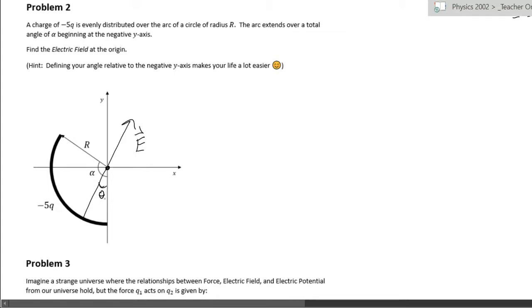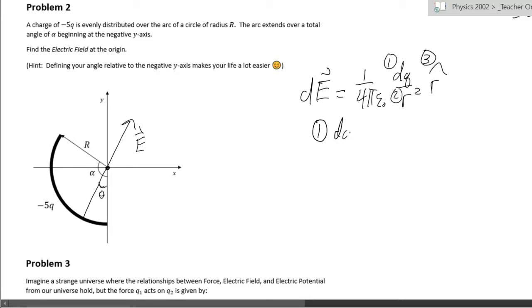Here's our angle of theta. Okay. So the reason why we do that is we are going to say that dE vector is going to be equal to 1 over 4 pi epsilon naught dq divided by r squared times r hat. The way these problems always go, we have our three things to find. 1, 2, 3. First thing that we find is what dq is. In general, this is going to be lambda dl, where lambda, by definition, is going to be the charge per length. We have a charge of minus 5q divided by the arc length here, which is going to be r times alpha. And dl is going to be r d theta.